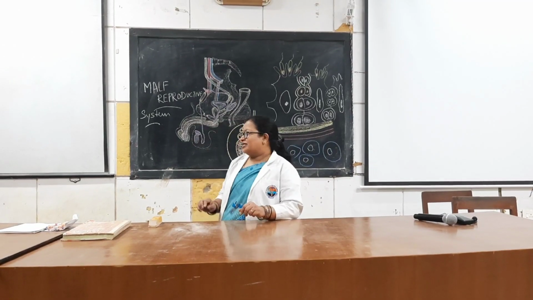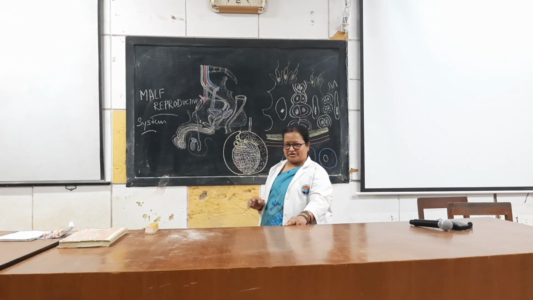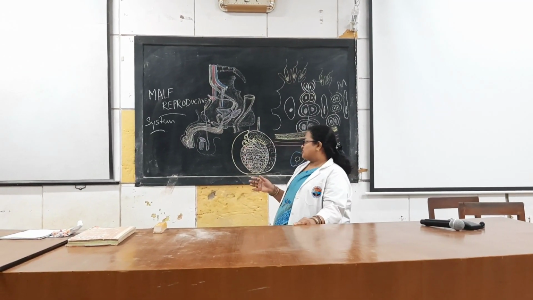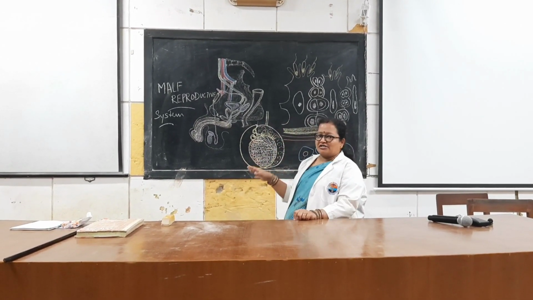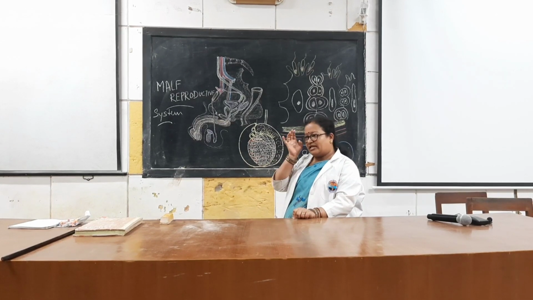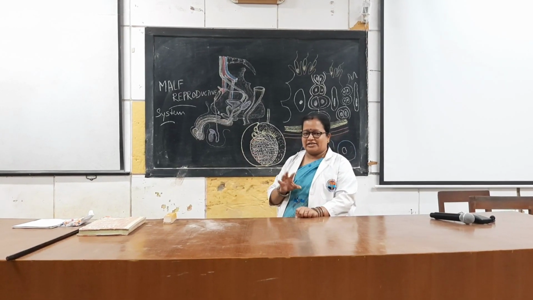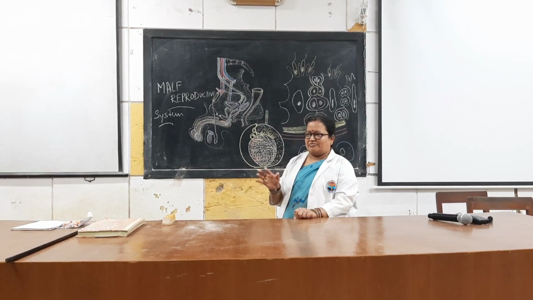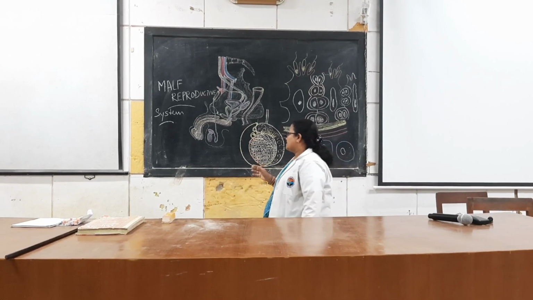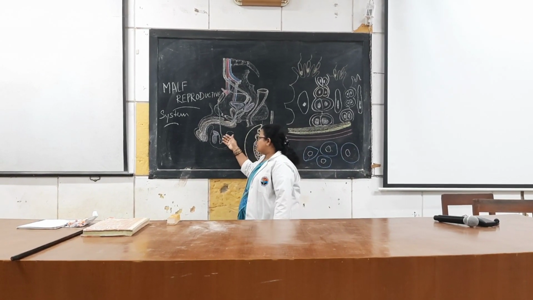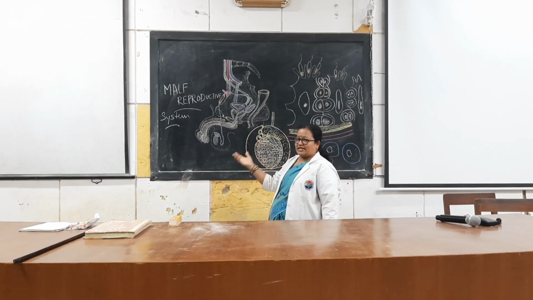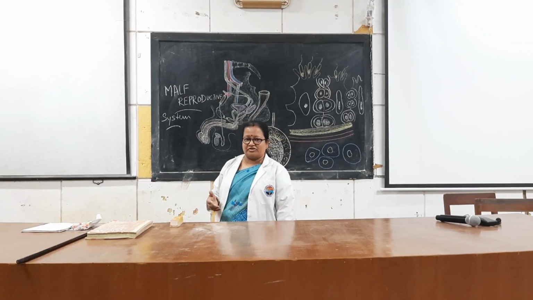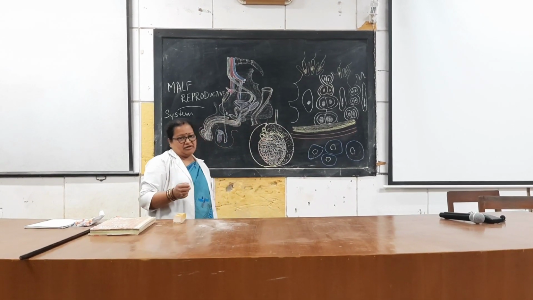Start with the histology of the male reproductive system. So before going to histology, we will discuss the parts of the male reproductive system. Then I will be completing this in two parts. In the first part, we will be discussing the histology of the seminiferous tubules and the genital ducts. Then in the second part, we will continue with the histology of the prostate and seminal vesicles.